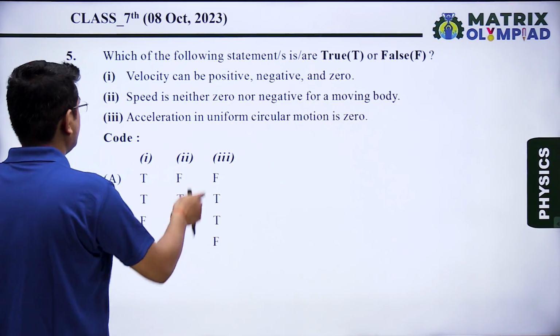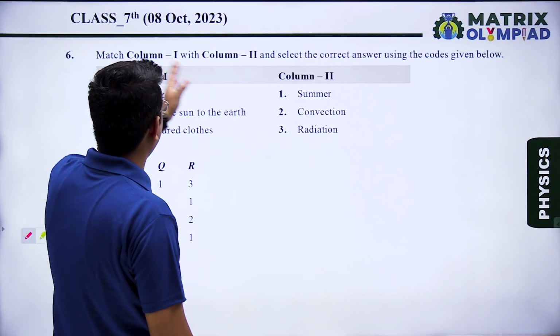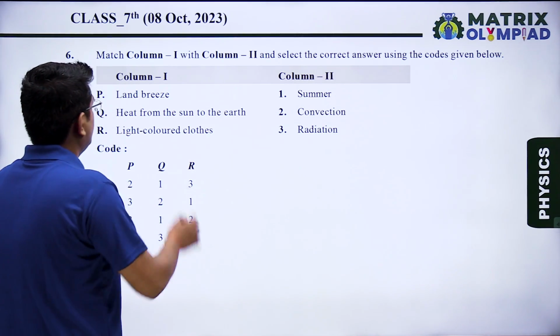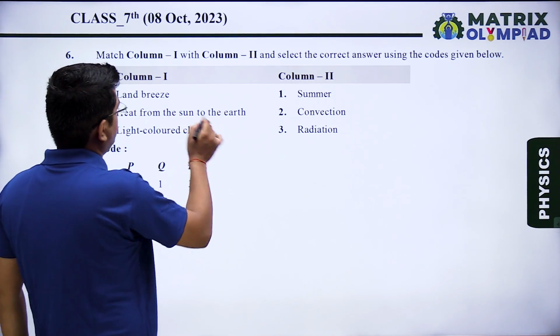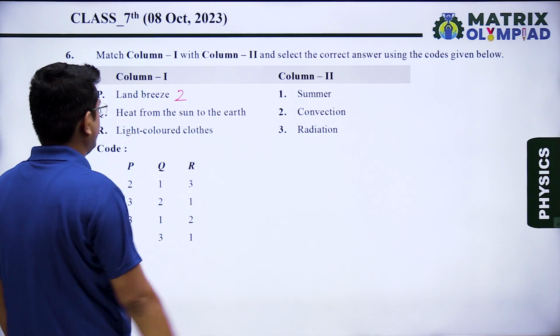Next question is question number 6. In question number 6, we have to match column 1 with column 2. So we can see here the land breeze. We know that the land breeze is due to convection. So for P, it is code 2, correct.